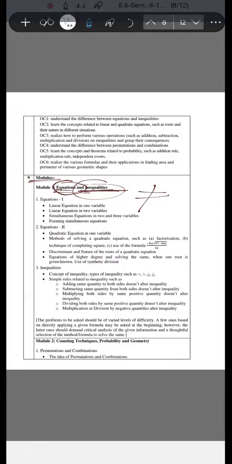Okay, so this is the thing which we have to study, and all this you have to keep in your mind and try to visualize when I am going to teach you the remaining terms. Okay, so here is the first term, that is the equation. Now in equation we have to study linear equation in one variable, two variables, simultaneous equation in two variables and three variables, and forming of simultaneous equations. All these 4 points today here we are going to discuss in this lecture.